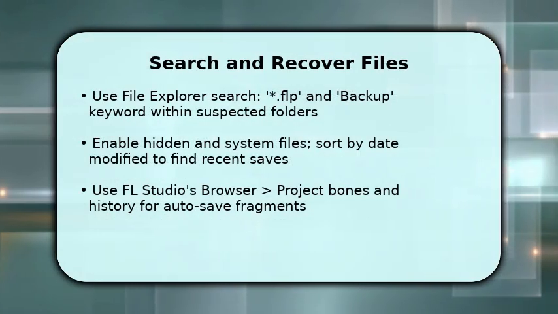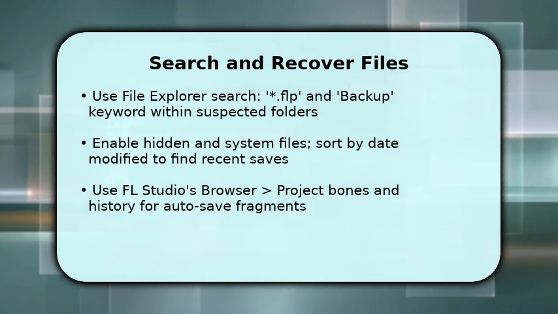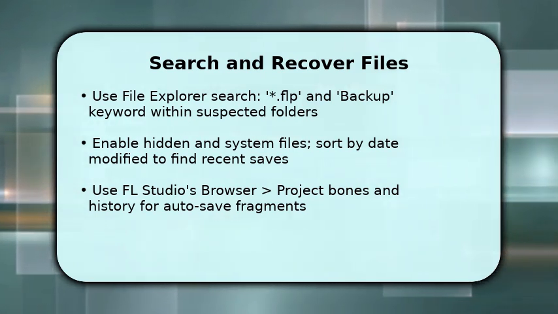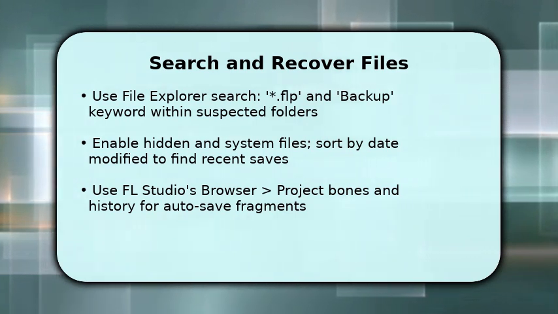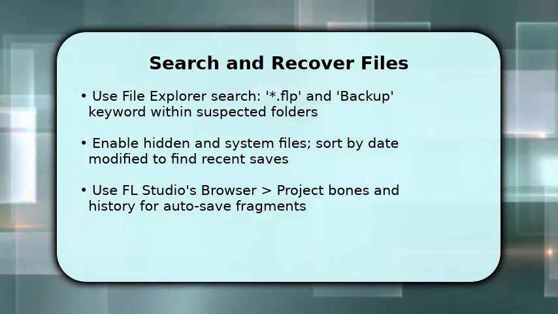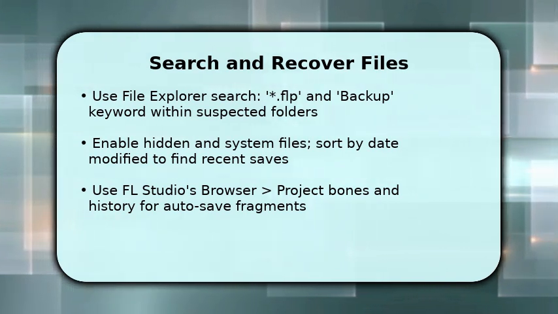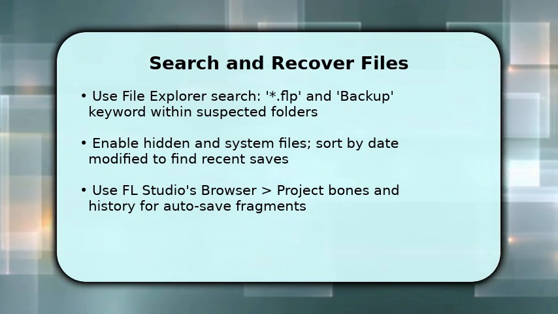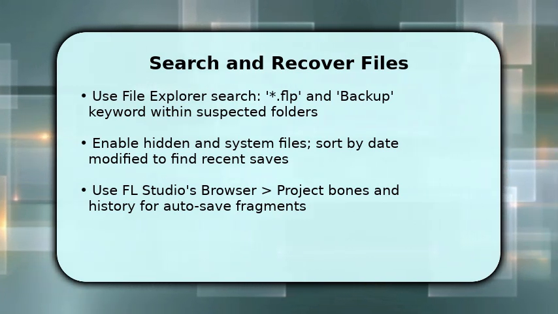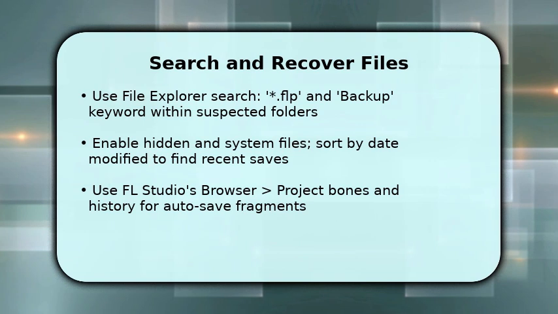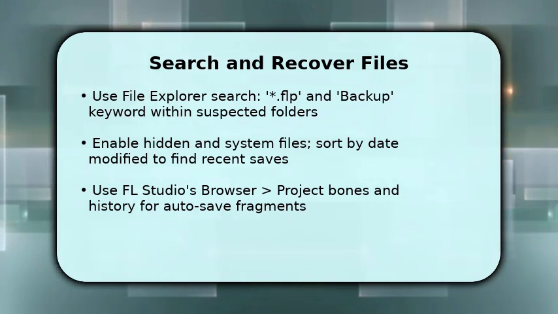Next, you actively search for the backup files themselves using File Explorer and targeted queries. Search for *.flp and include backup in file names to narrow hits. Make sure to enable hidden and system files, then sort results by date modified to reveal the most recent automatic saves. Once located, open FL Studio and use the browser under Project Bones or History to inspect autosave fragments. This helps restore channel states and mixer routing. If files are fragmented, copy them to a safe folder before opening.